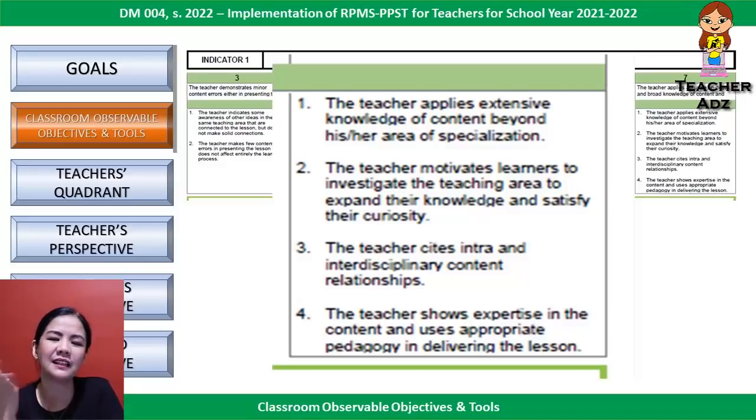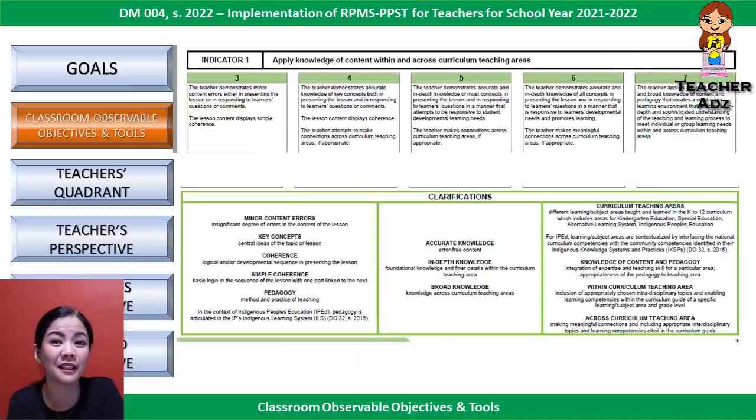hindi pa rin yan malinaw for me. I am not still sure about some words in the description. I'd like to know more. So, I would look at the clarifications just below the features of practice. So, dito po yon. Yan, nakalagay po dito yung mga clarifications. So, these clarifications are helpful for us to understand the indicators more clearly. Basahin lang po natin yan.